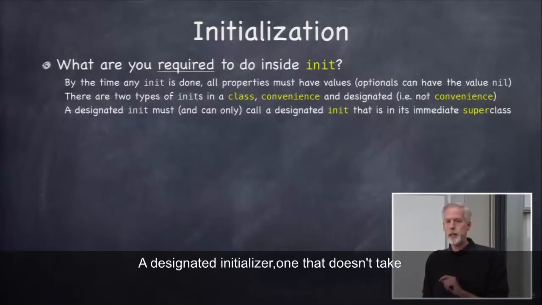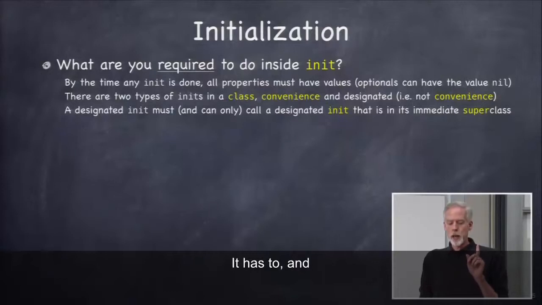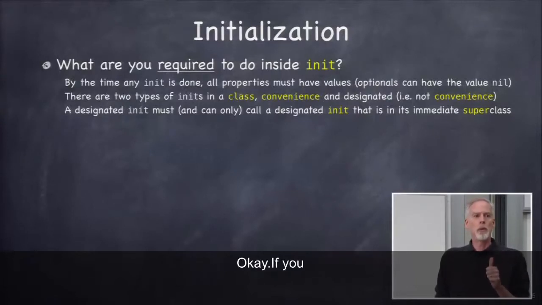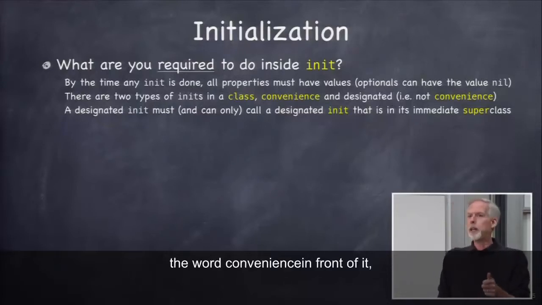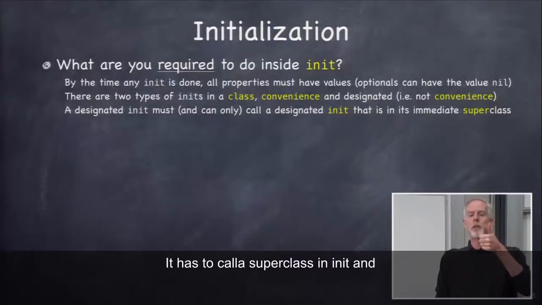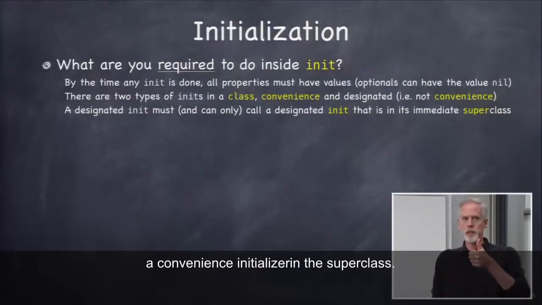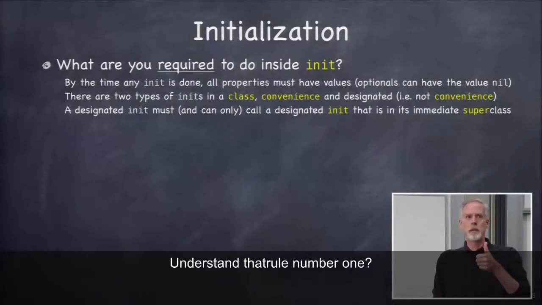A designated initializer, one that doesn't say convenience in the front of it, has to and can only call a designated initializer in its superclass. This is a very important rule. Okay, if you have a designated initializer that doesn't have the word convenience in front of it, it can't call another init in your class. It has to call a superclass's init, and it has to be a designated initializer, not a convenience initializer in the superclass. Okay? Understand that rule number 1?